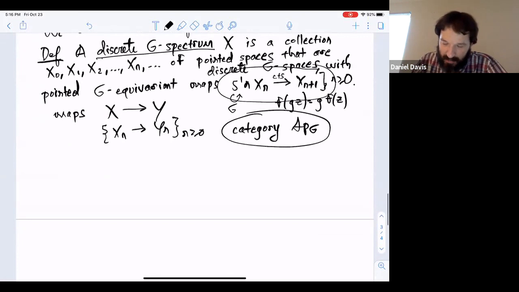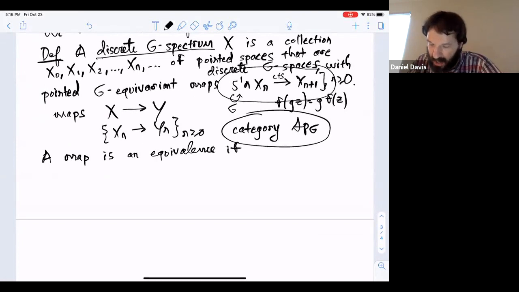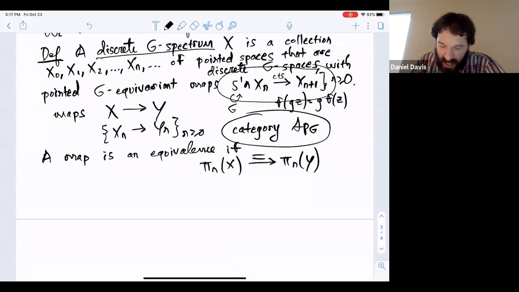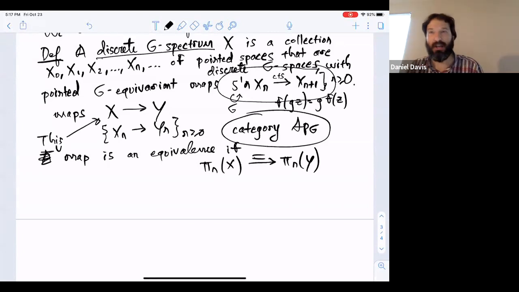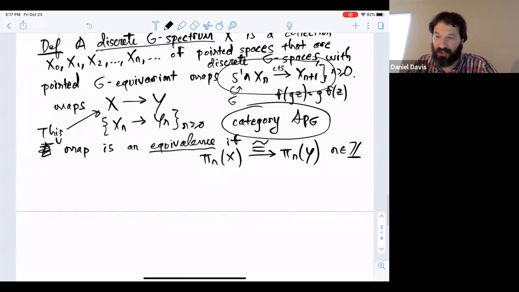All right. So we say that a map X to Y is an equivalence if the induced map on stable homotopy groups is an isomorphism for all n in Z. Okay, so this is like our concept of isomorphism in the setting of discrete G spectra.